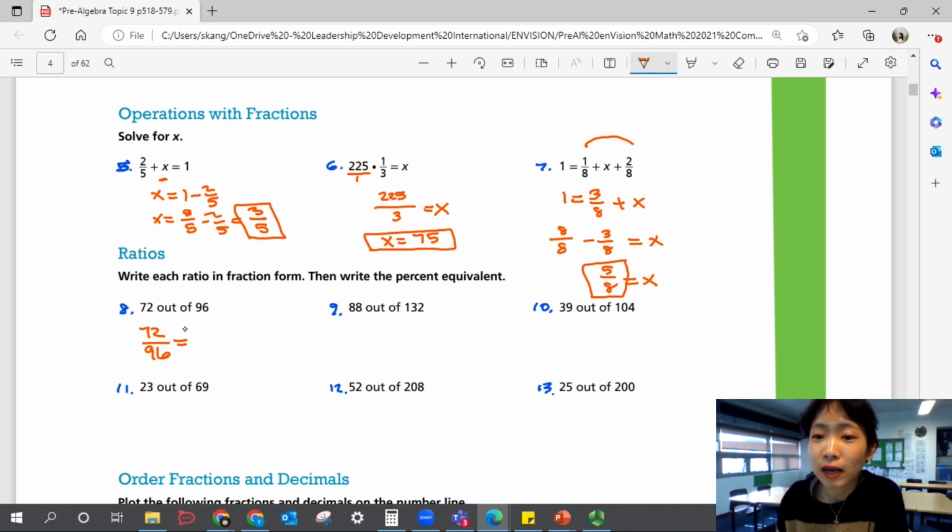You're going to divide both of them by 24, okay? That's the greatest common factor, to get 3 over 4, okay? And that will just be equivalent to 75%.